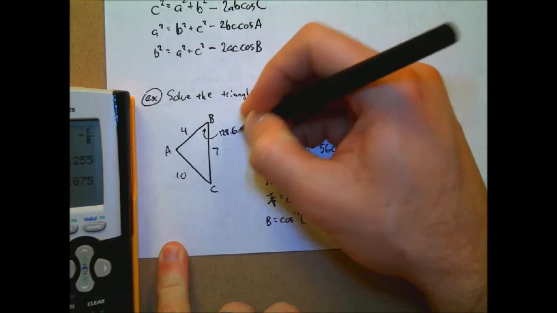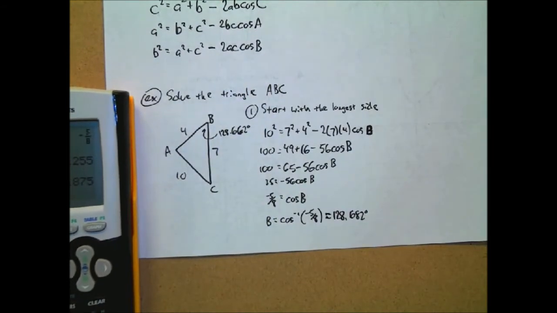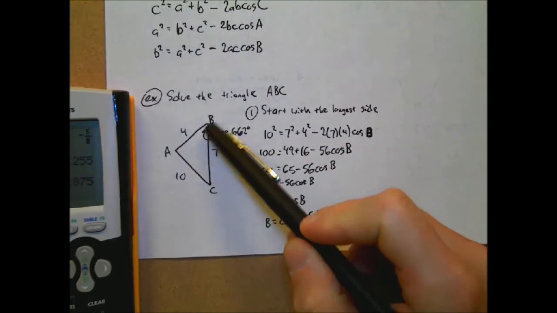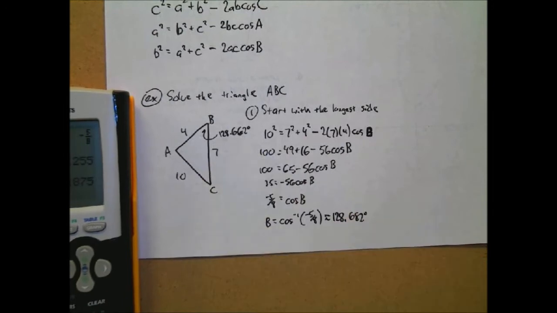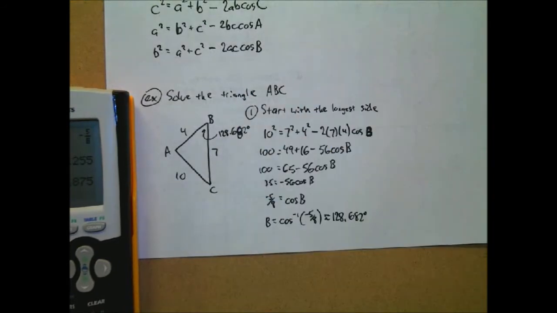128.682 degrees. Okay. Does this make sense in the context of the problem? Well, B is going to be the biggest angle, and it's opposite the biggest side. So yes, that does make sense in that sense, at least. Okay, question, Grant? 682 is what I've got. So I wrote 6 there. I see what you're saying. Yeah, 682. Thank you. Okay.